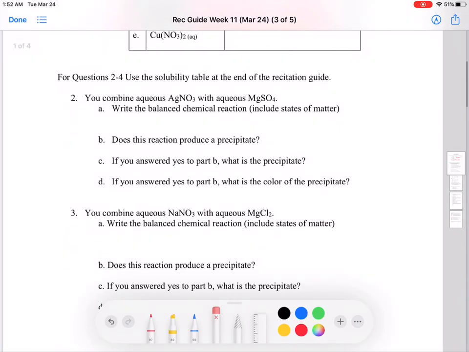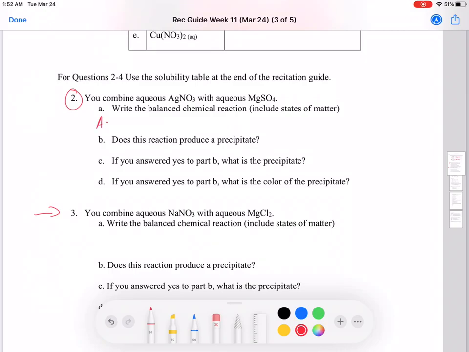Okay, perfect. Let's just move on. So exercise number 2 and number 3, actually in this regard I will discuss number 2, and you guys will be doing number 3 by yourself. So if you combine aqueous silver nitrate with aqueous magnesium sulfate, what's gonna happen?